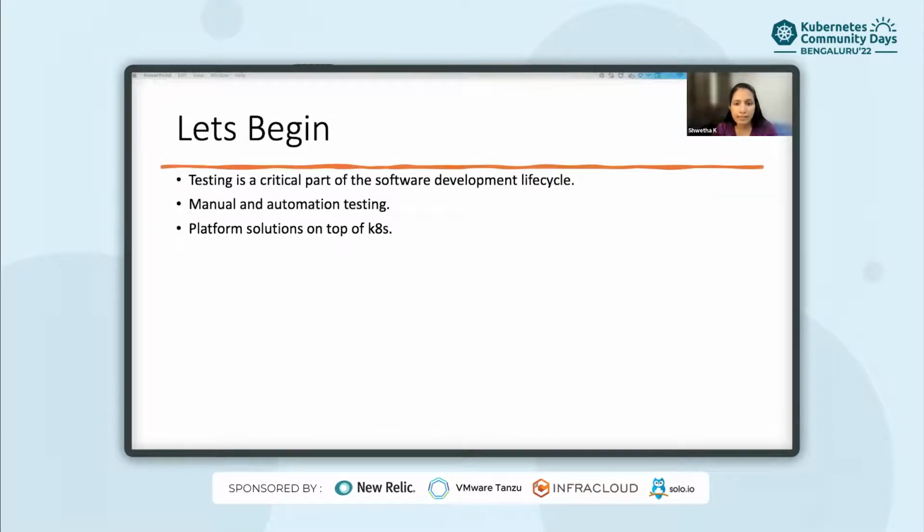Testing is a critical part of the software development lifecycle, which enables more confident delivery of the product to the end customers. In recent times, we have seen a large number of platform solutions built on top of Kubernetes. So how are these products getting tested before reaching end customers? The quality assurance team might be doing manual or automated tests, or maybe both.